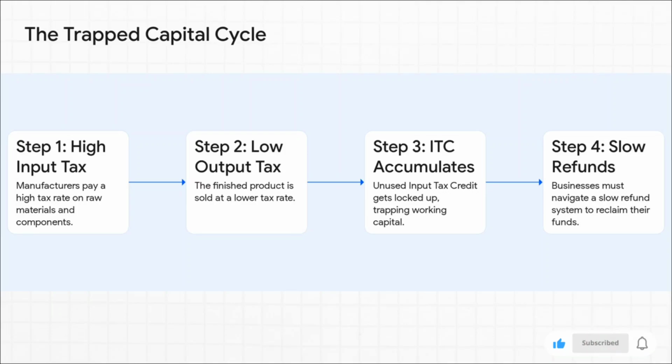And this kicks off a really vicious cycle. Think about it. A business, especially a small one, has to pay a high tax upfront for its materials. Now that tax money becomes something called an input tax credit, or ITC. The idea is you use this credit to pay the tax on your final sales. But wait, the tax on your final sale is lower, so you can't use all your credit. It just piles up, locked away. The only way to get that money back is through a slow, difficult refund process that just sucks the lifeblood, their working capital, right out of the business.